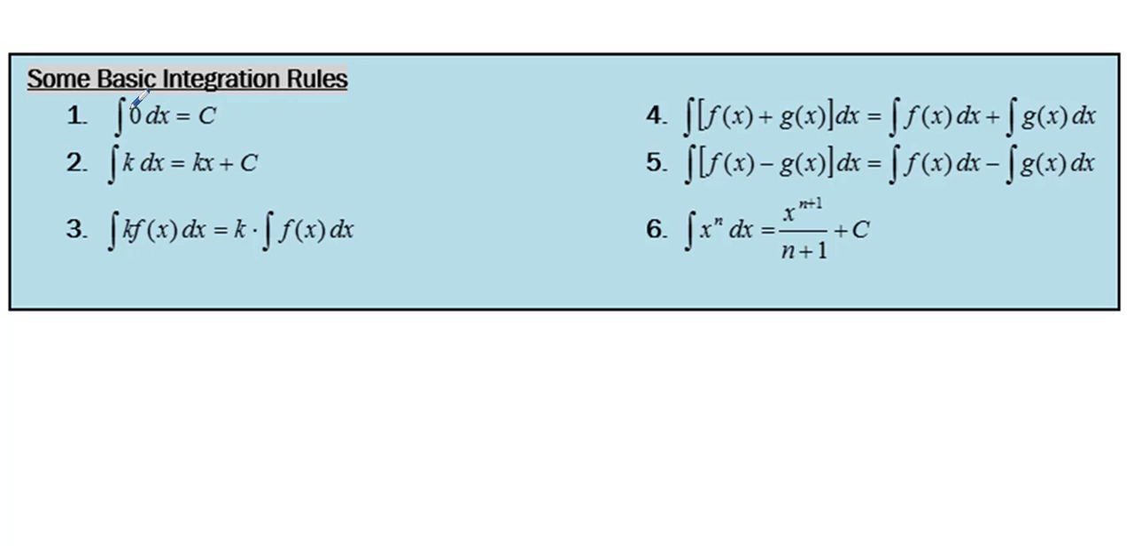Basic integration rules. The antiderivative of 0 dx would be 0x plus c, right? And so that would be 0, and then so it's just plus c. The antiderivative of 0 is c. If we have a constant, well, we've done that before. What's the antiderivative of 5? It will be 5x, then plus c.